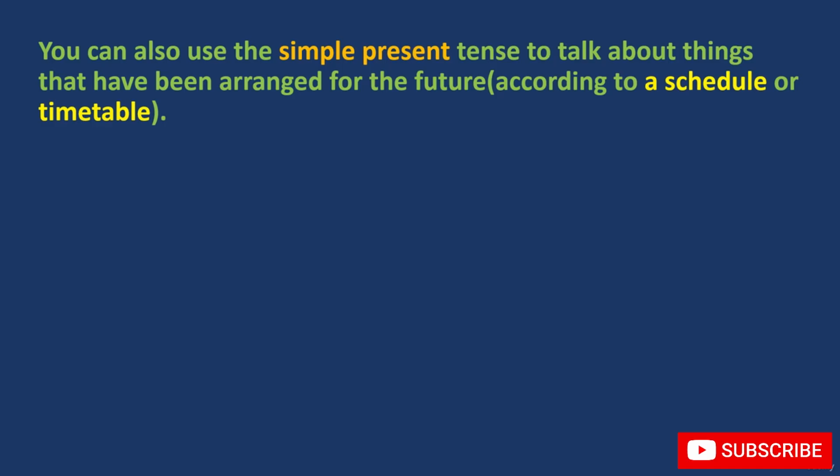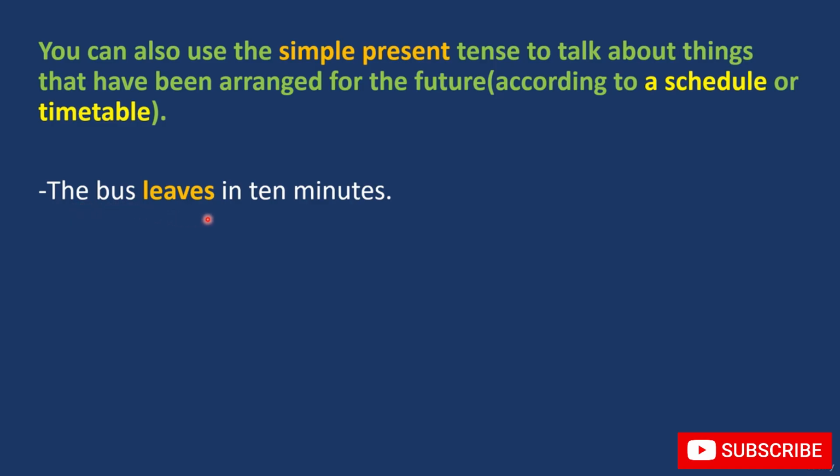This is a new form about the future. You can also use the simple present tense to talk about things that have been arranged for the future, according to a schedule or timetable. I need to relate using the simple present to express the future with any schedule or timetable about the future.